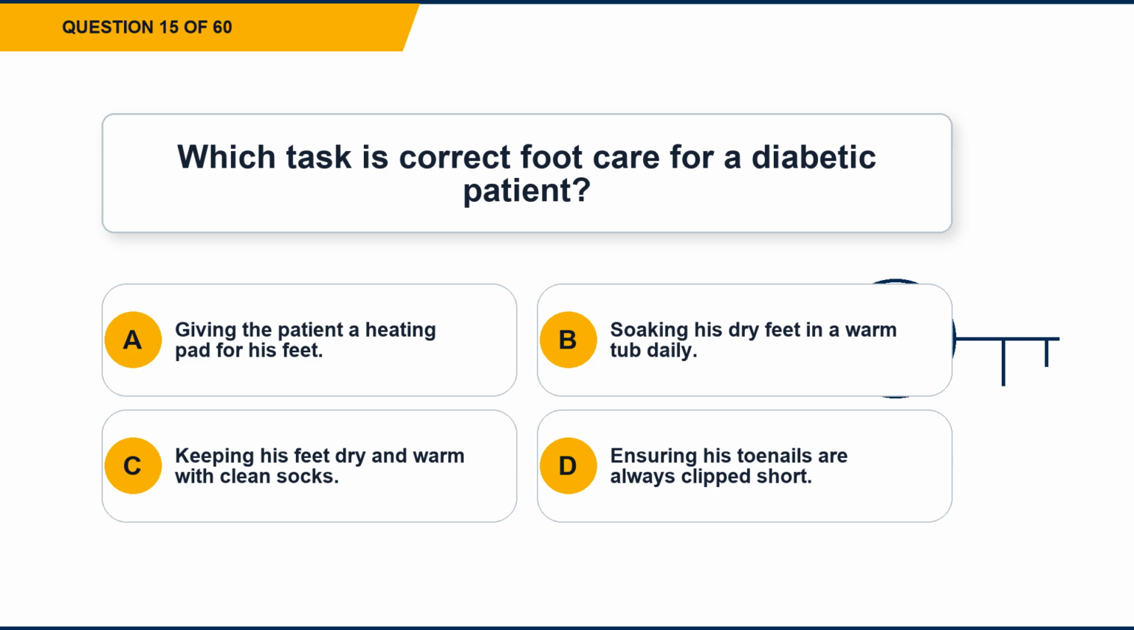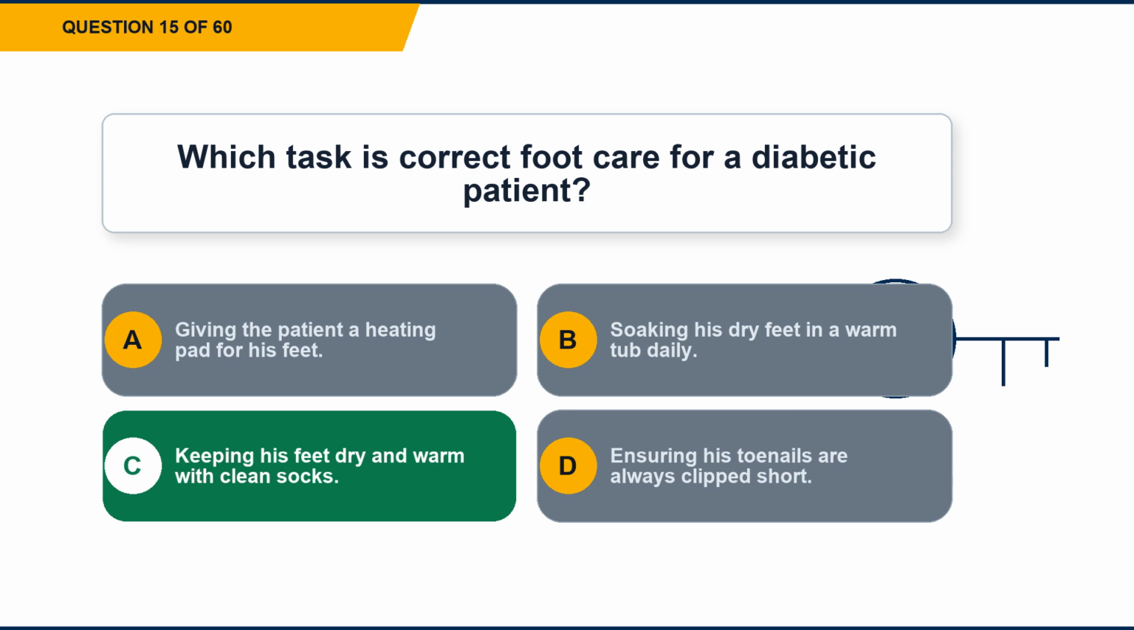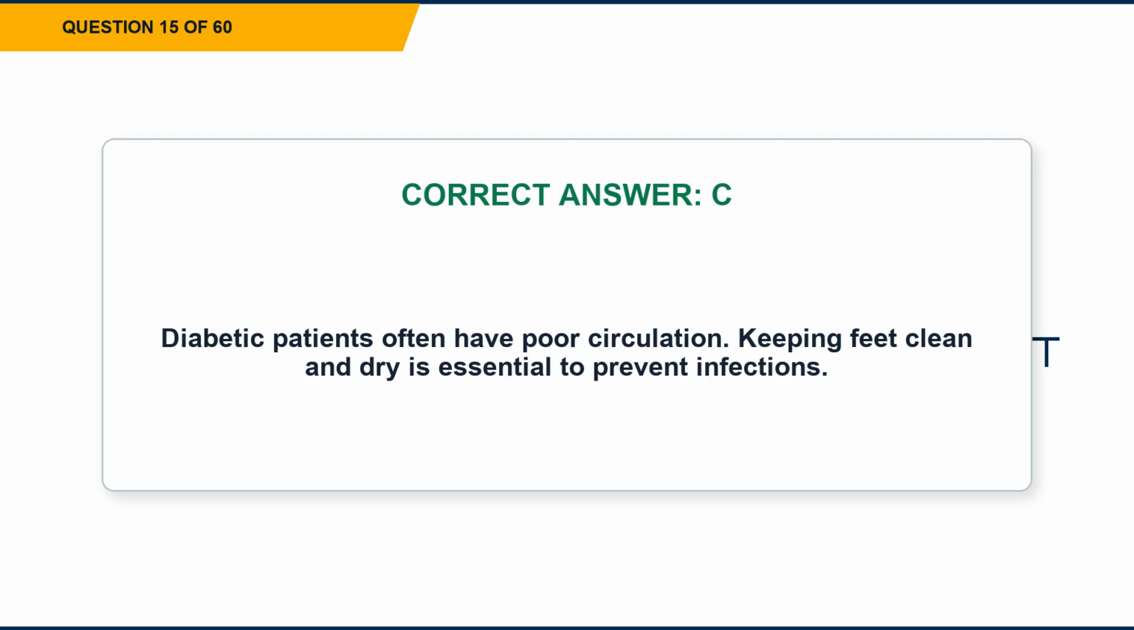Option C: keeping his feet dry and warm with clean socks. Option D: ensuring his toenails are always clipped short. The correct answer is option C: keeping his feet dry and warm with clean socks. Explanation: diabetic patients often have poor circulation. Keeping feet clean and dry is essential to prevent infections.